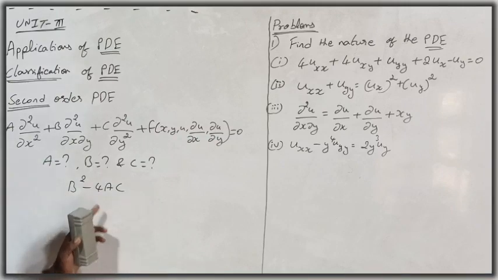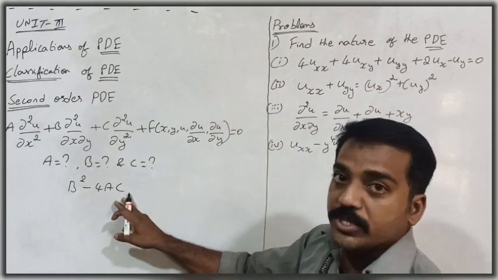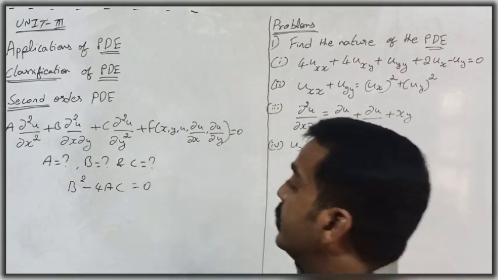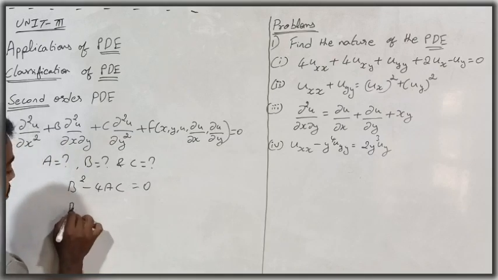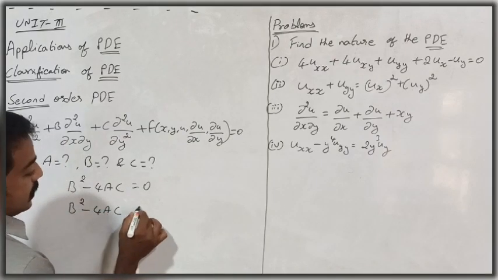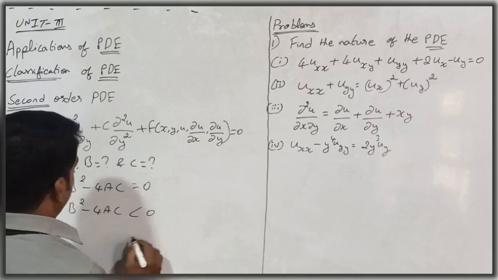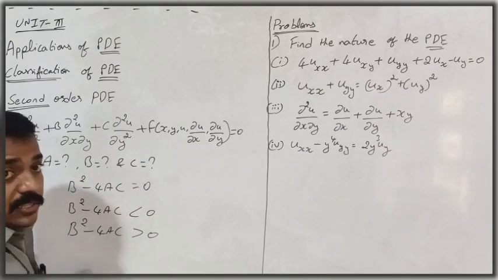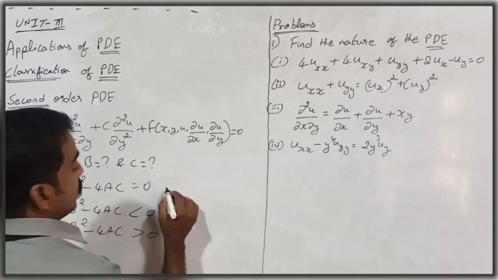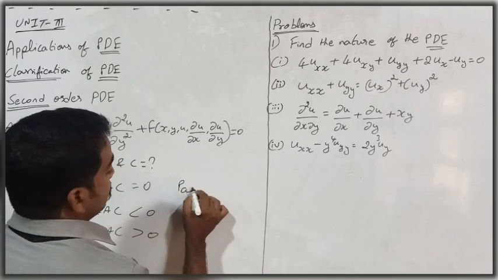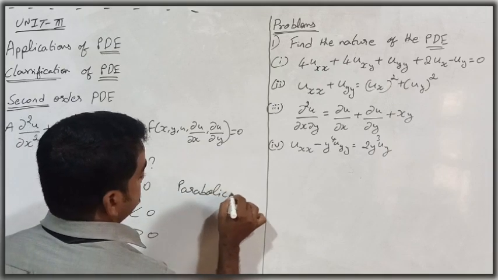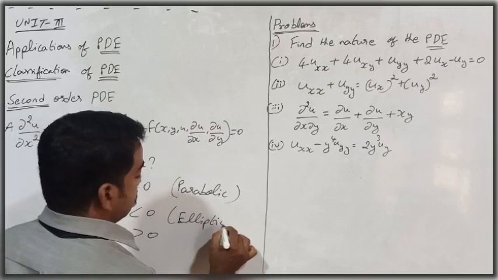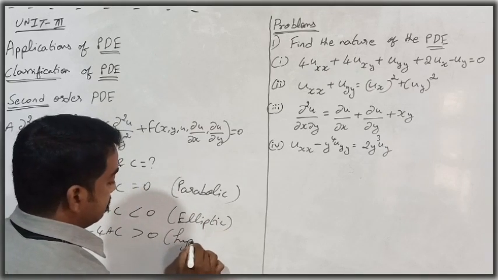After substituting in this equation, if it is equal to 0, then we have to say it is a parabolic equation. After substituting in this equation, if you get less than 0, then we have to say it is an elliptic equation. If you get greater than 0, then we have to say it is a hyperbolic equation. Okay, it is nothing but parabolic equation, it is elliptic equation, and it is hyperbolic.